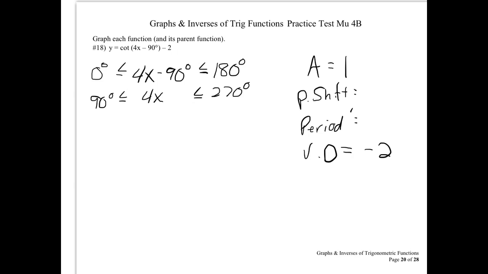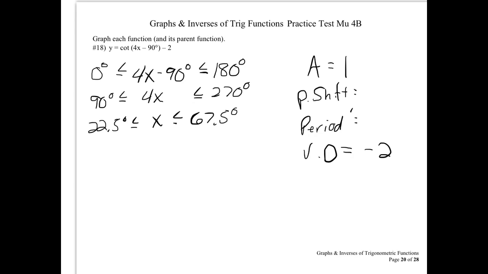90 divided by 4 is going to be half of 90 and then half again. Half of 90 is 45. Half of that is 22.5. Dividing 270 by 4: 270 divided by 2 is 135. 135 divided by 2 is 67.5.